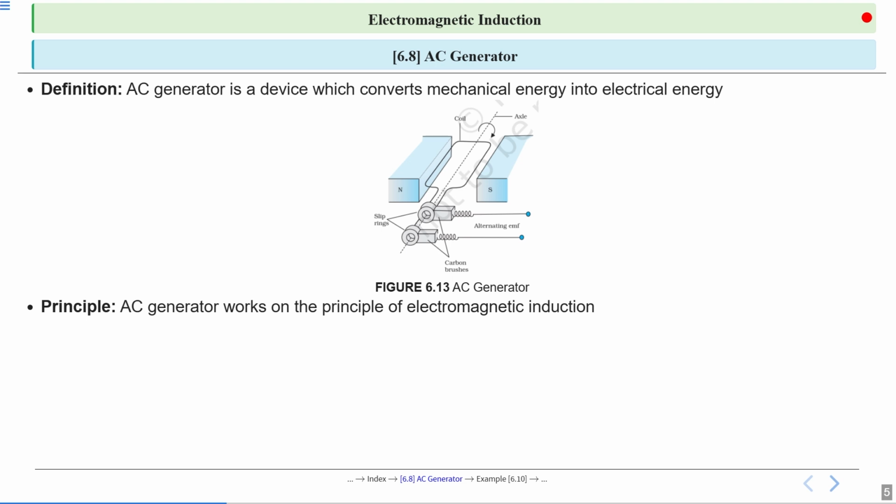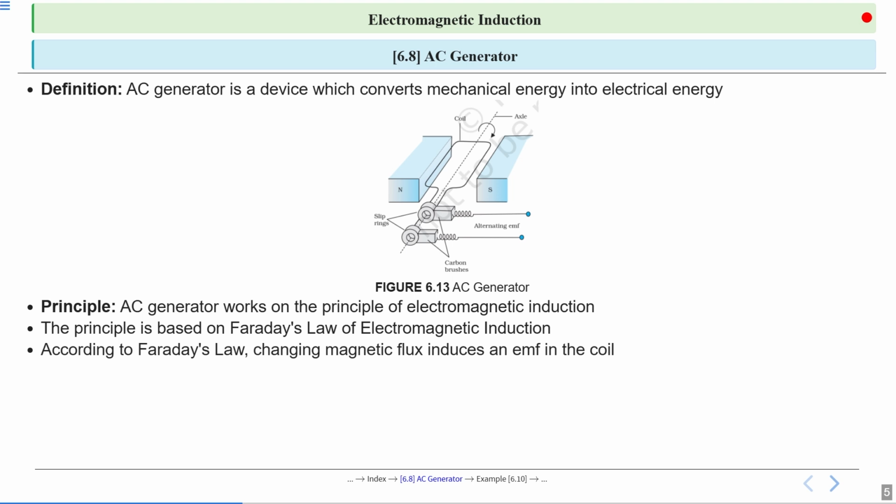So what is the principle? The AC generator works on the principle of electromagnetic induction, which is based on Faraday's law. What is Faraday's law? The magnitude of induced EMF is proportional to, or equal to, the rate of change of magnetic flux, and the direction, or we can say the polarity, of the induced EMF is given by Lenz's law. Collectively it is known as Faraday-Lenz law.